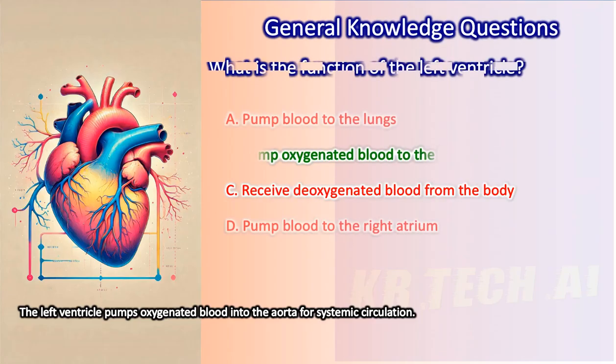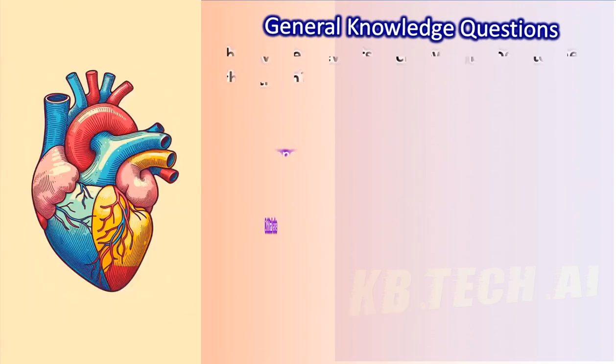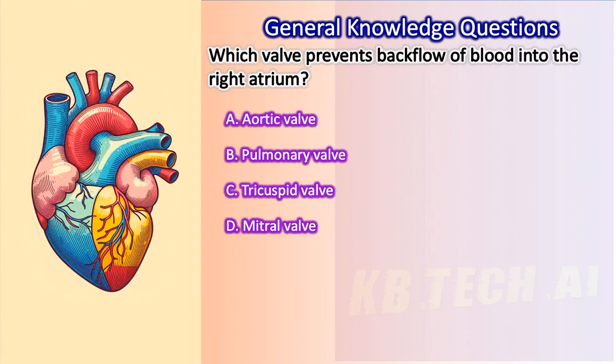The answer is option 2. Pump oxygenated blood to the body. Which valve prevents backflow of blood into the right atrium? Option 1. Aortic valve. Option 2. Pulmonary valve. Option 3. Tricuspid valve. Option 4. Mitral valve.